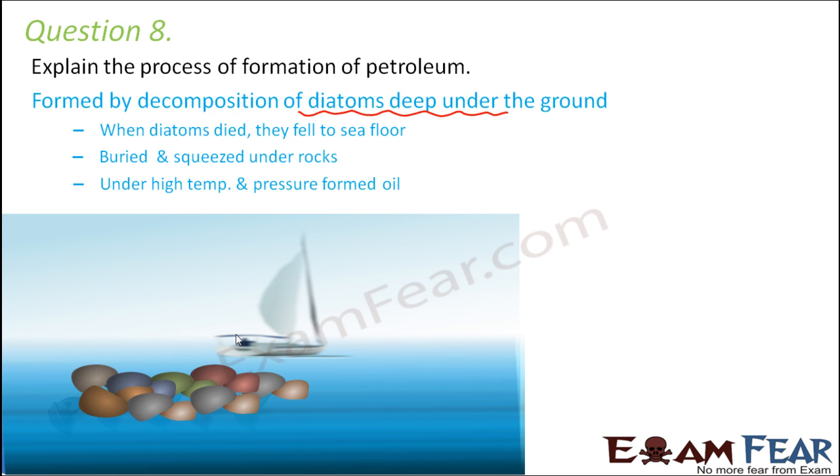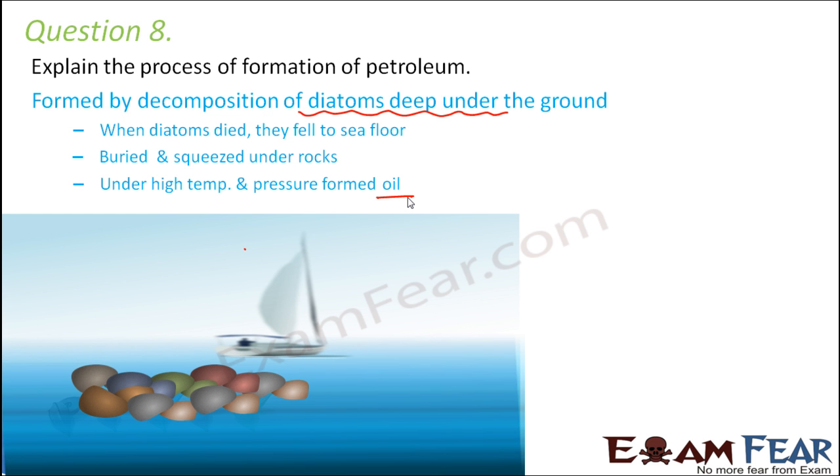And then over a period of time, soil and rocks and all those things started getting deposited over those dead organisms. Now, as time kept on passing by, they kept on going deeper and deeper. So the temperature increased as they went deeper. Under this high temperature and pressure, these dead organisms turned into oil, or what we call petroleum. So that's how petroleum was formed.